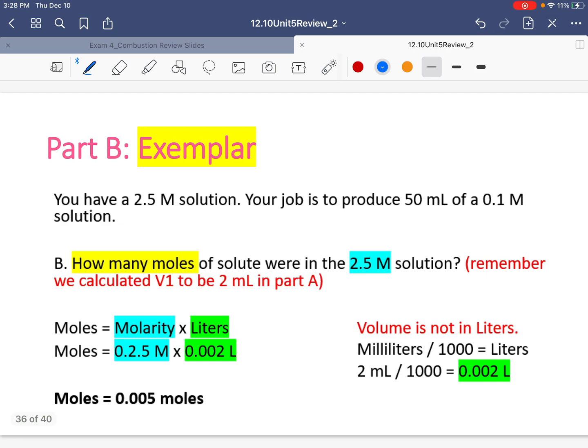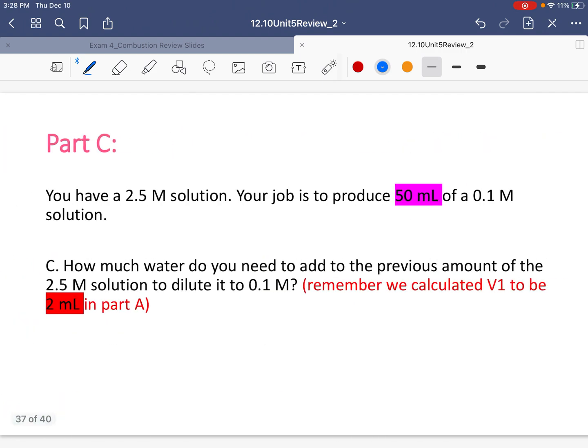And you can see the math here. I'm going to divide by 1,000 and I get 0.002 liters. And then I can multiply it. So 2.5 times 0.002 liters. And my answer would be there. Yep, so I would be left with 0.005 moles.